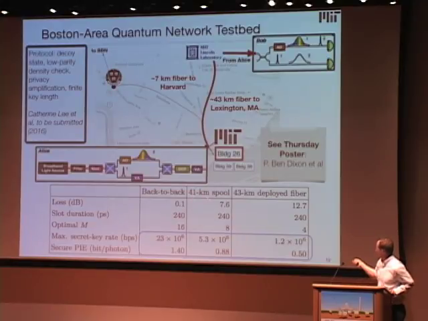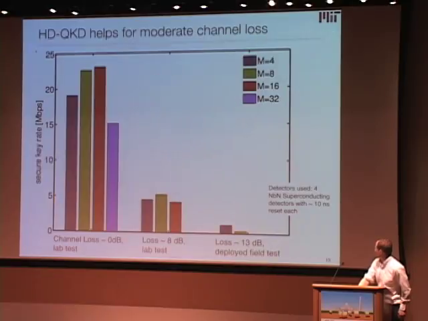If you include a 41-kilometer fiber spool, you get to about 5 megabit per second, and over the deployed fiber, we're at about 1 megabit per second.